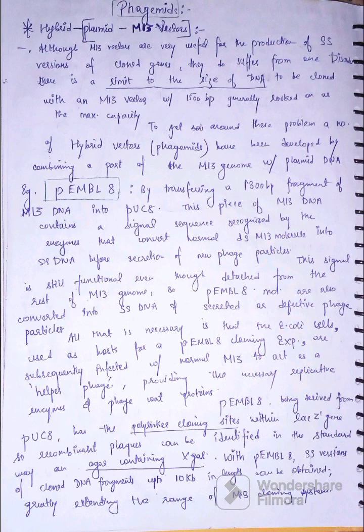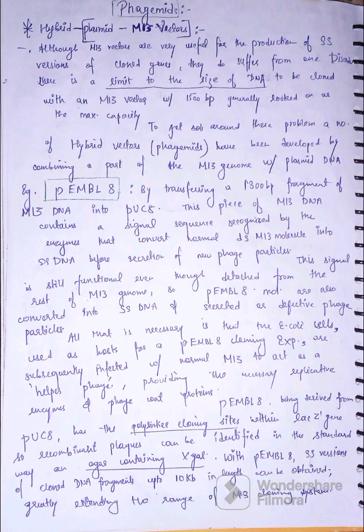Now, what we did in constructing this, we transferred a 1.3 kilo base pair fragment of an M13 vector DNA into pUC8. pUC8 is a modified plasmid vector, and this piece of M13 DNA contains a signal sequence which is recognized by the enzymes that convert the normal double-stranded M13 molecule into single-stranded before the secretion of new phage particles. Right.